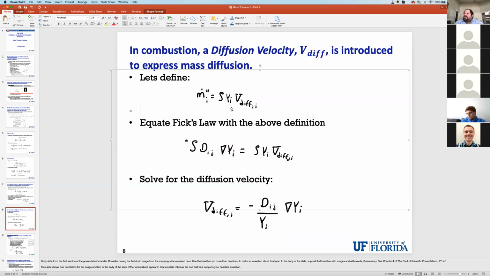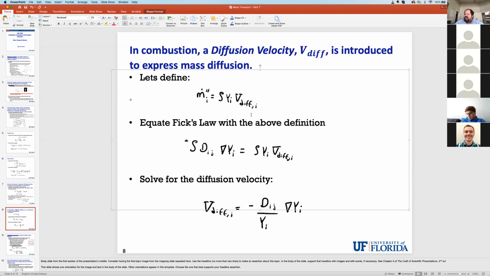It's just interesting. Anyways, you define the diffusion mass flux as being equal to rho times the mass fraction of species i times a diffusion velocity. Okay, and so this is just a definition, and this has to be equal to our result from Fick's law of diffusion. Fick's law of diffusion defined this to be equal to minus rho times the diffusion coefficient times the gradient of y_i.